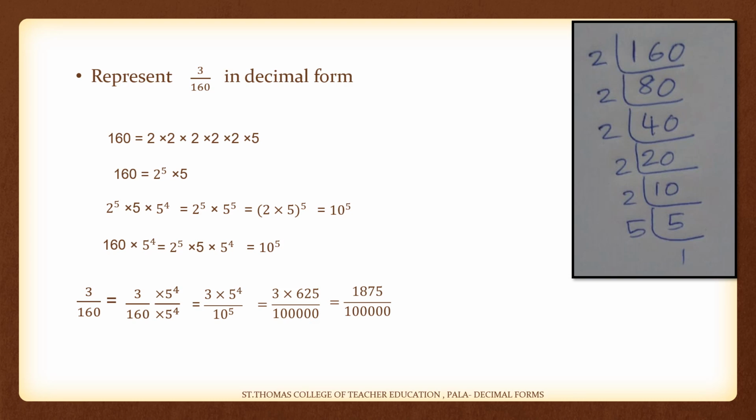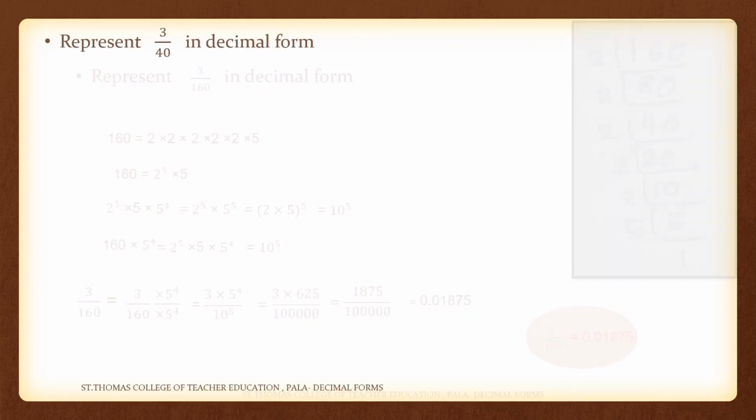And what is the decimal form of the fraction we got now? Yes, it's 0.01875, isn't it? Now tell me the decimal form of 3 by 160. Yes, correct. 3 by 160 is equal to 0.01875. Very good. So using this idea, let's do one more problem. Represent 3 by 40 in decimal form.